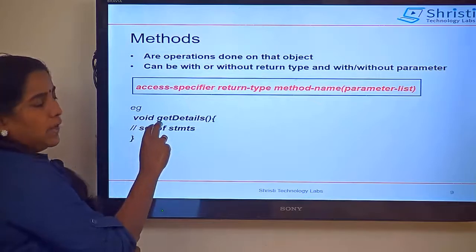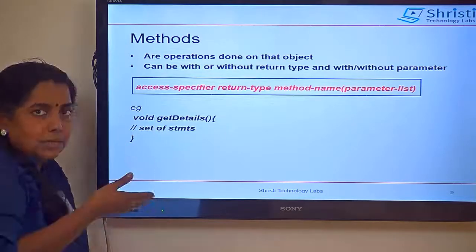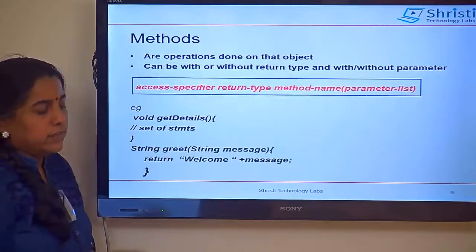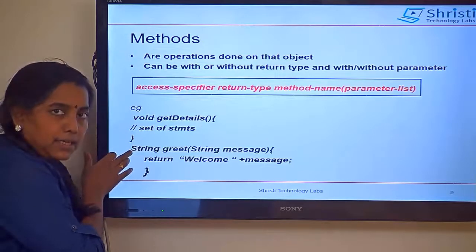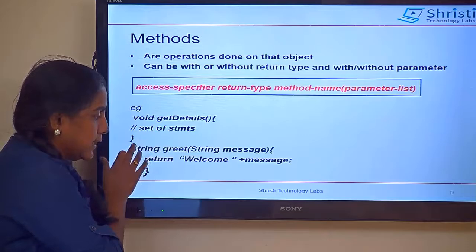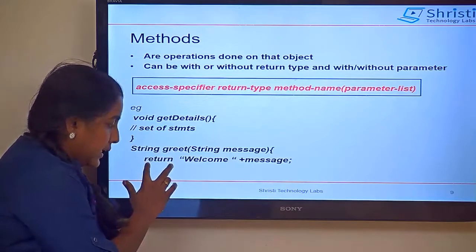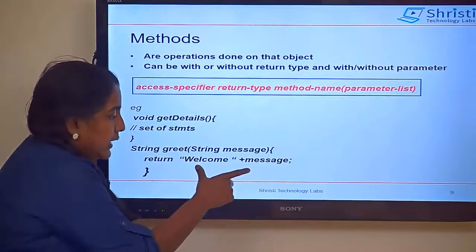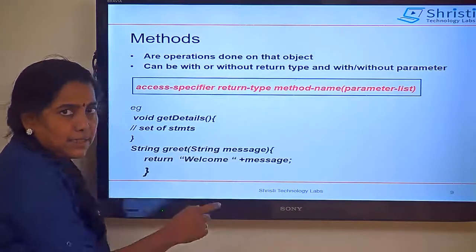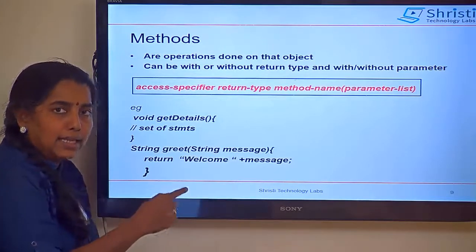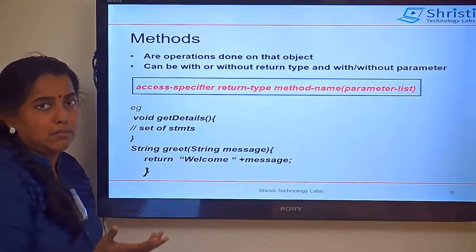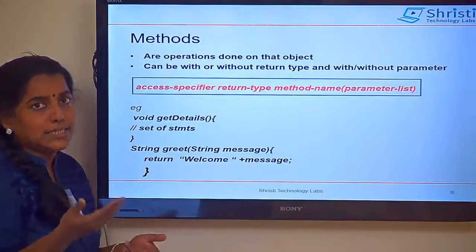Within the method, you are going to write the set of statements. Double slash indicates that this is a single line comment. If a method is going to return something, here it is returning a string, so you have to return the appropriate data type. So I am returning double quotes welcome plus message. If I simply give return 10, it will give me an error. But if I give return double quotes 10, it will work fine. Double quotes 10 is a string.